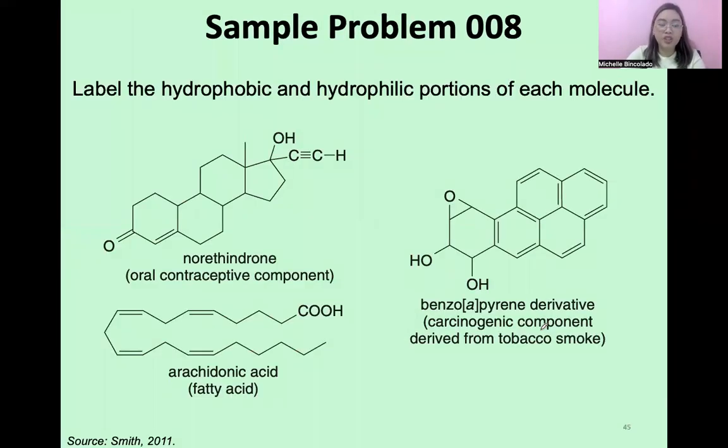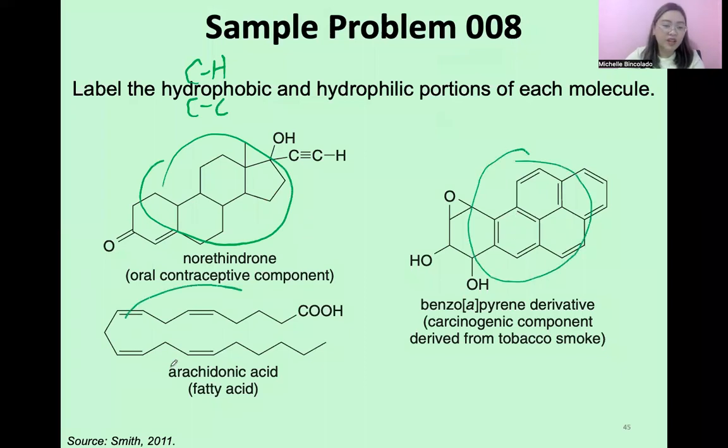So we have 3 compounds here. Label the hydrophobic and hydrophilic portions of each molecule. So guys, kapag carbon-hydrogen lang yung network ng bonds, hydrophobic yon. Okay, so carbon-hydrogen, carbon-carbon din syempre. So ito guys, halos lahat ng to, halos lahat guys, hydrophobic. Okay, gawin ko namang kulay blue guys, yung para sa hydrophilic.